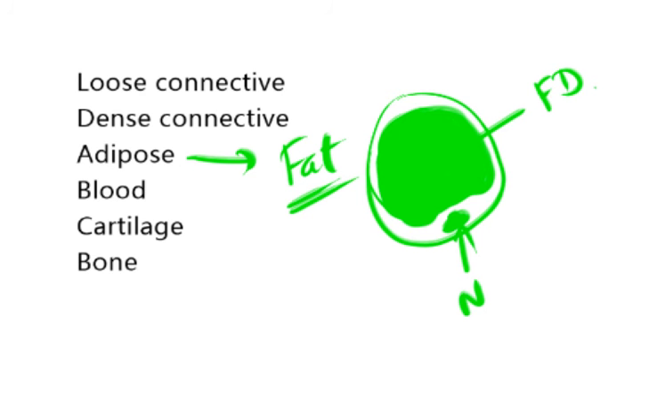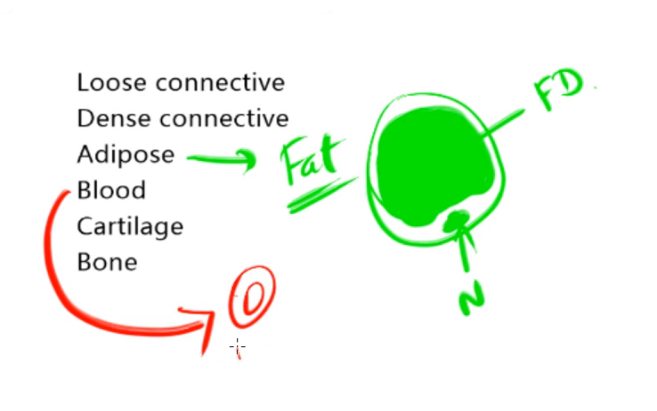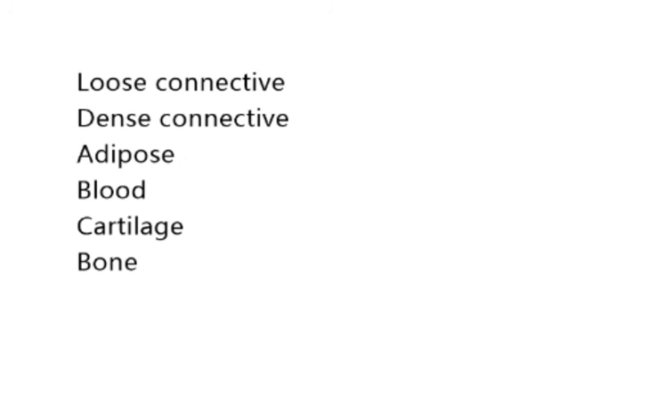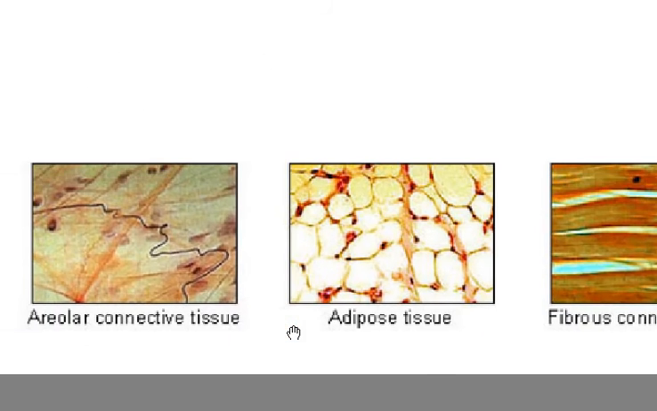Then you have blood. Everyone knows what blood is, so it's a big topic. Blood has its blood cells, and it's involved in transportation and communication. Within the organs, within the body, blood is required. Cartilage and bone are both involved in providing structural support to the whole body and the organs. So let's see what the main types of connective tissue look like.